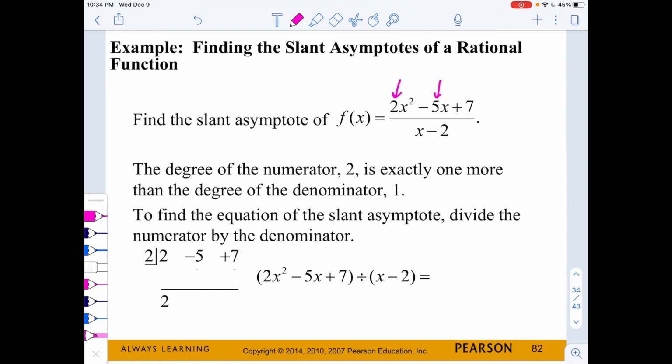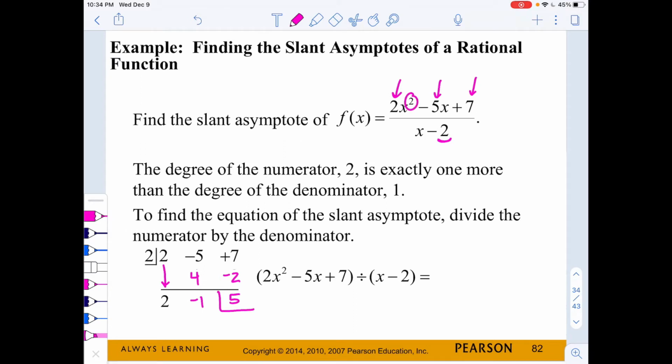We pull off our coefficients. We have a 2, a negative 5, and a 7. And then we are dividing by this 2 on the bottom. So we take that first 2, drop that down. 2 times 2 gives us 4. Negative 5 with 4 gives us a negative 1. Negative 1 times 2 is a negative 2. And that's going to leave us with a remainder of 5.